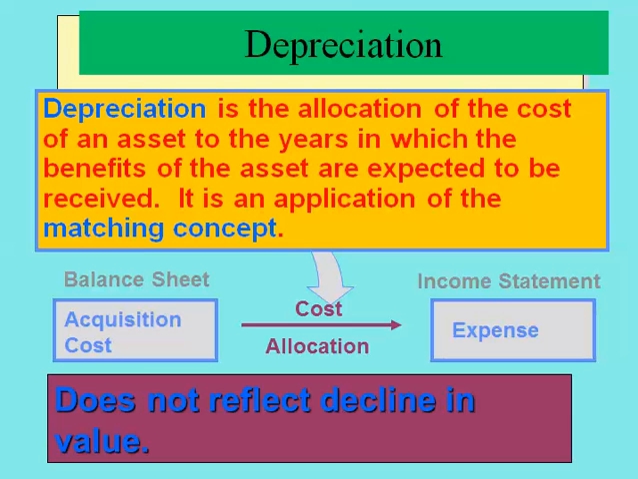Okay, let's talk a little bit about depreciation now. So if we buy an asset, let's say a car, we go to the car dealership today and we buy it and it costs us $20,000.